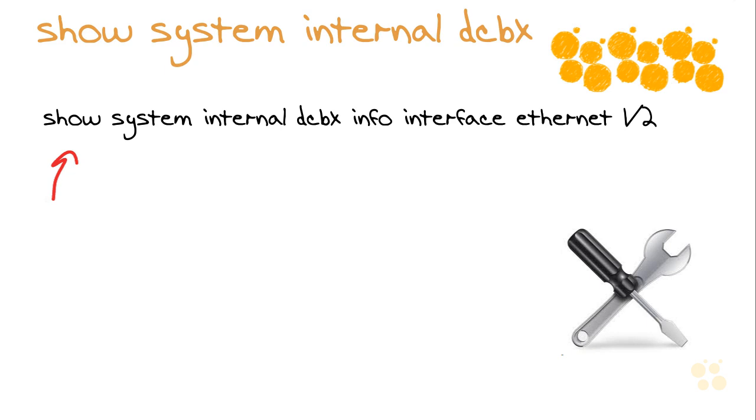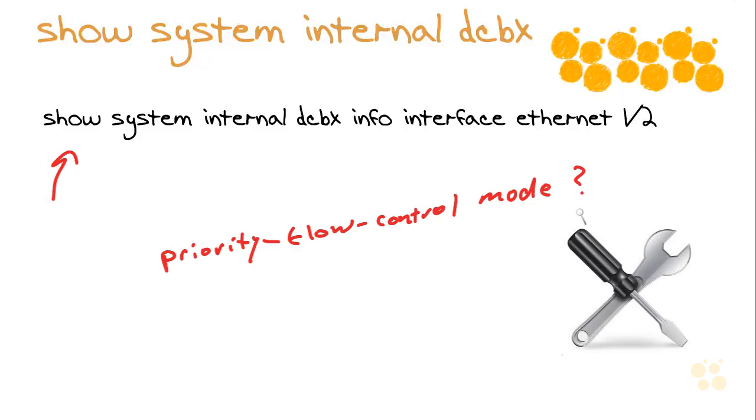So we would use the interface command to enter interface configuration mode, and then we would use the command priority flow control mode, and then go ahead and issue your context-sensitive help. Notice there will be an on option in order to force the priority flow control mode.